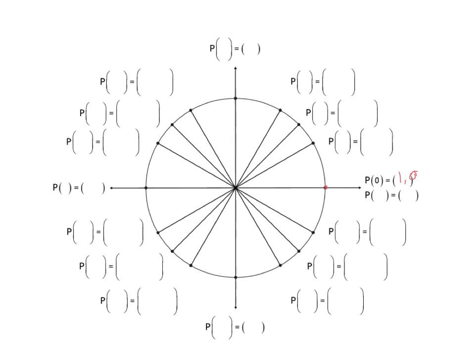And we can also do it for this. This point has 2 labels. P of 0, angle 0. What's the other angle that we measure there? 2 pi, if we went all the way around the circle. So this would be P of 2 pi, which is also equal to 1 and 0.